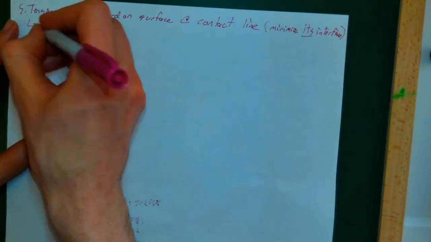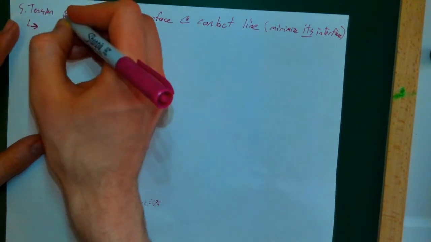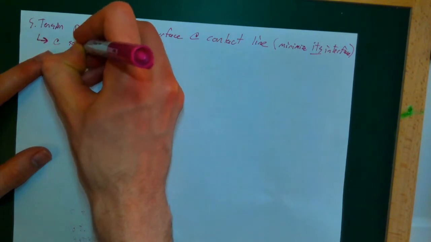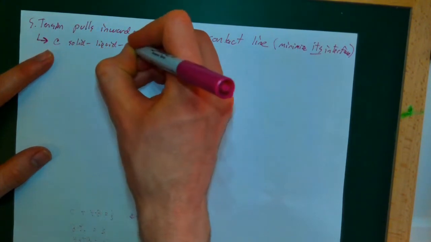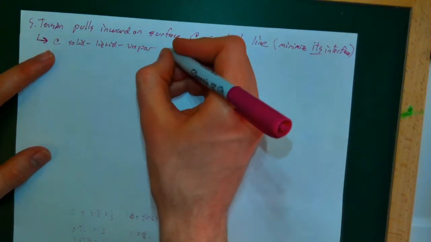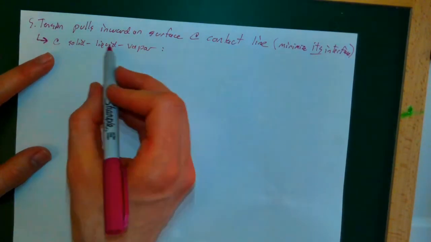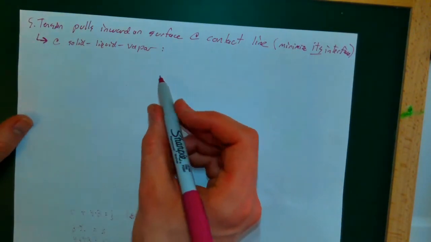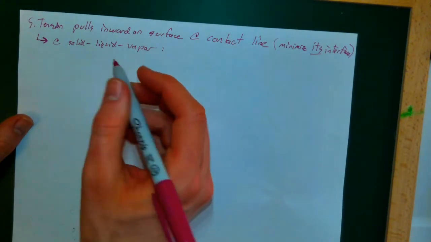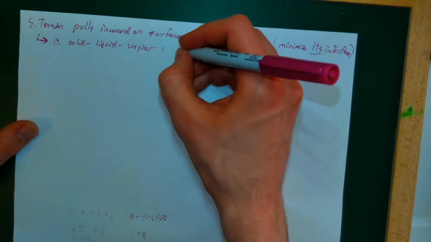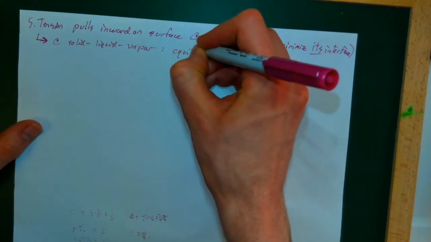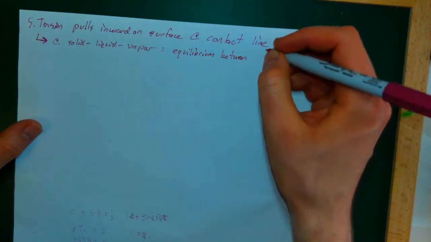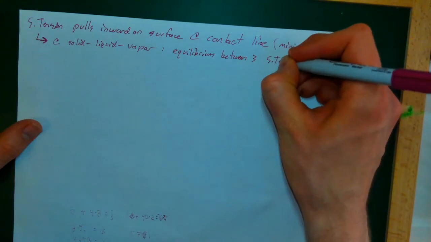But it oftentimes ends up opposing. At an interface between solid, liquid, and vapor, we end up with a three-way tug of war, a three-way fight between multiple interfaces, and oftentimes we end up with an equilibrium here. So at this interface, we basically end up with equilibrium between three surface tension forces.